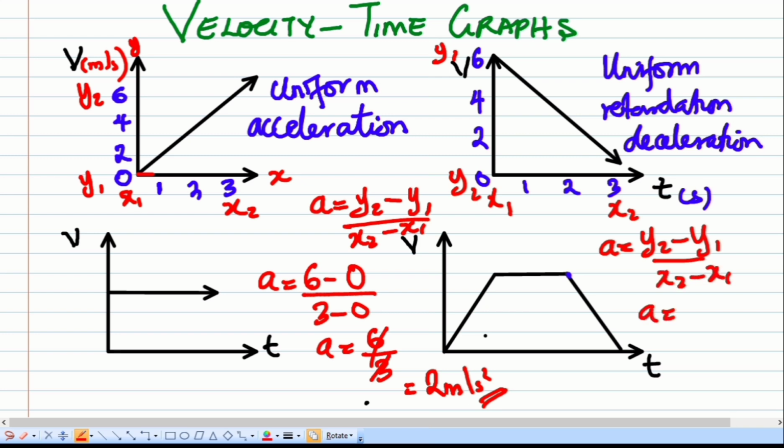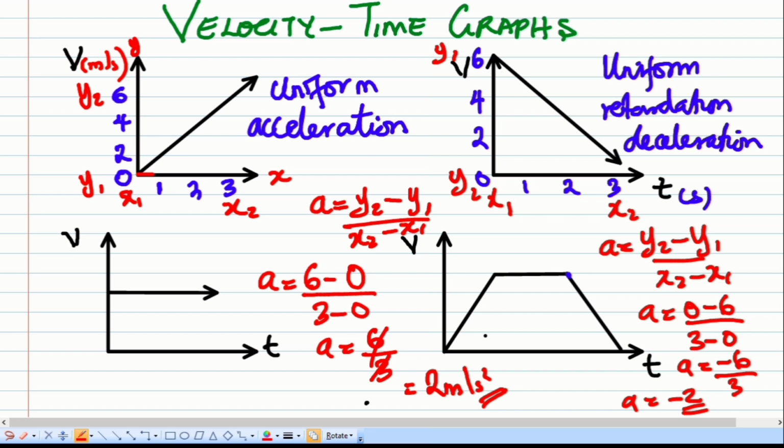So you see that our acceleration is going to be: y2 is what? 0. So I have 0 minus 6 divided by x2, which is 3, minus x1, which is 0. So it will be 0 minus 6, that's minus 6 over 3. So acceleration is minus 2 meters per second squared. So you see that when we have negative acceleration, it shows that the car is slowing down.